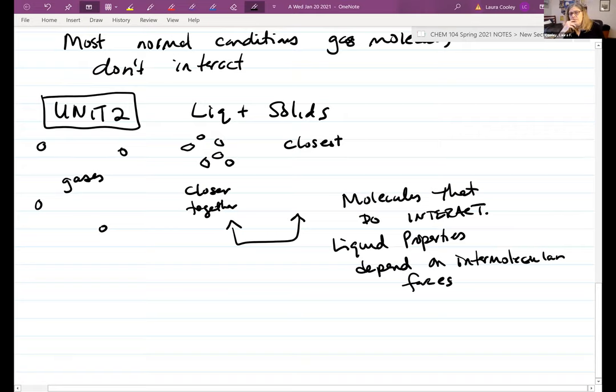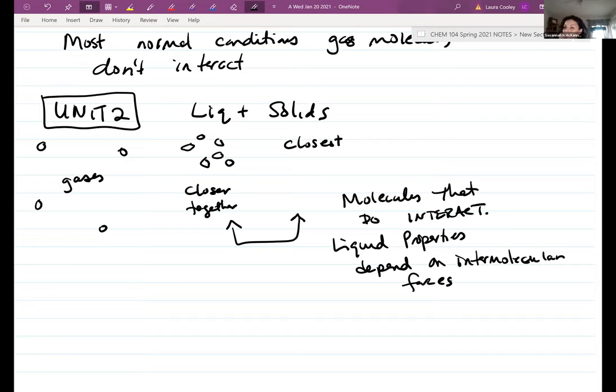So when you put sanitizer on your hands and it's made of ethanol, what happens? The alcohol kills off the germs. I don't want to know about killing off. What about that liquid property? What's happening? It evaporates. It evaporates very fast, much faster than water. Well, why is that? Why does alcohol evaporate faster than water?